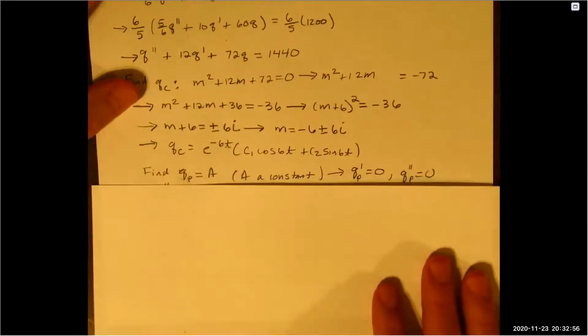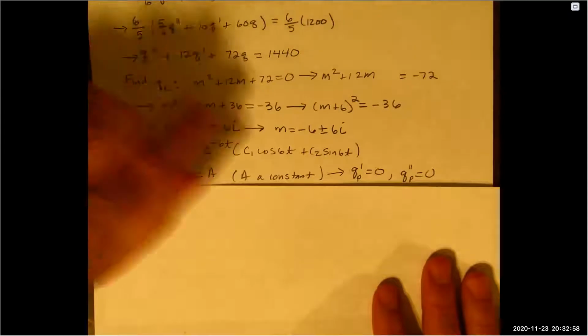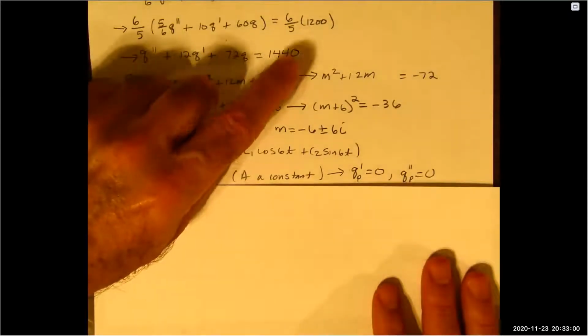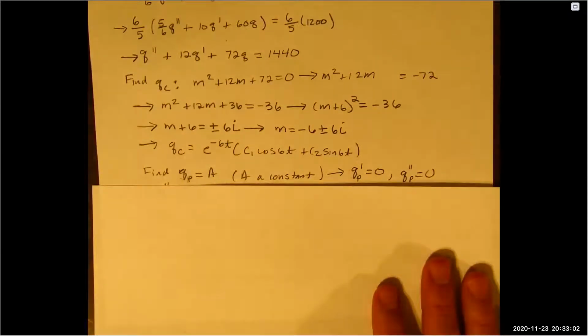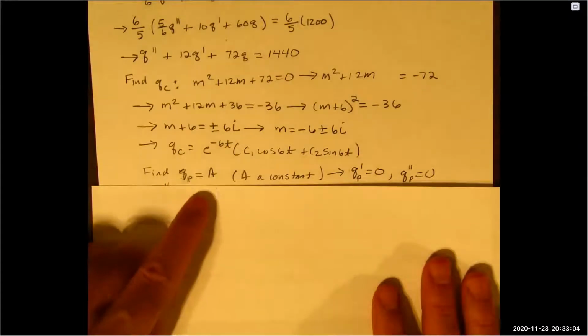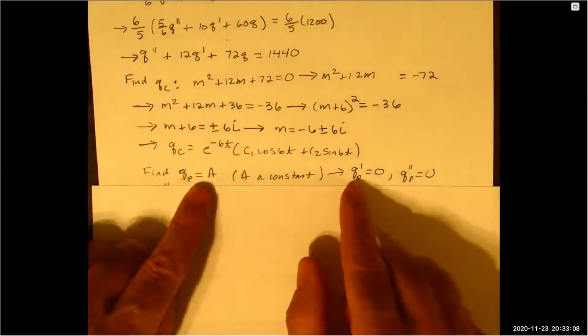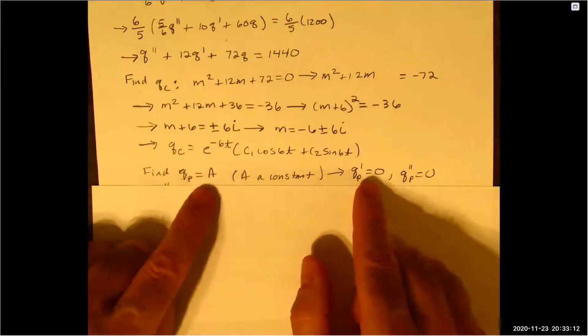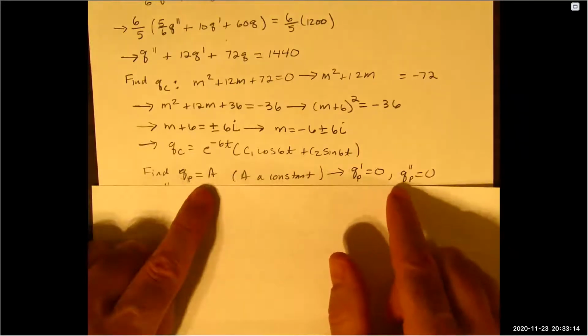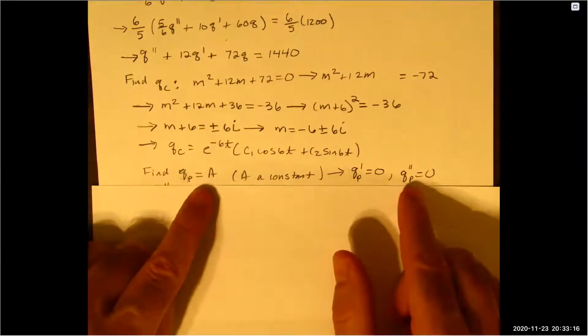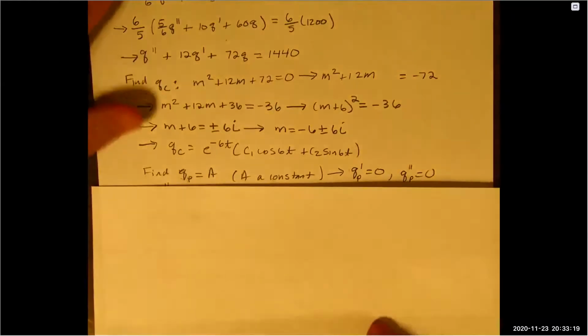So now we need to find the particular function. Now, since we have a constant over here, that's like our polynomial function, then the form of q sub p is just going to be a constant. And so what that means is that q sub p prime is 0 because the derivative of a constant is 0. And then differentiating 0 again, we get q sub p double prime is also 0.